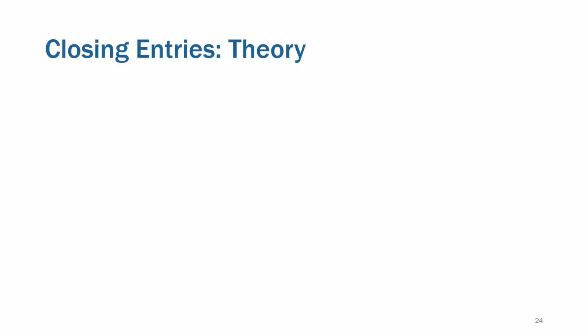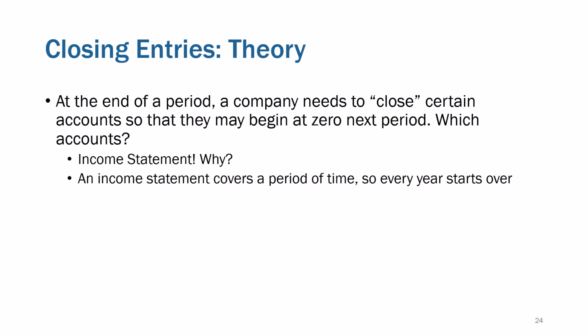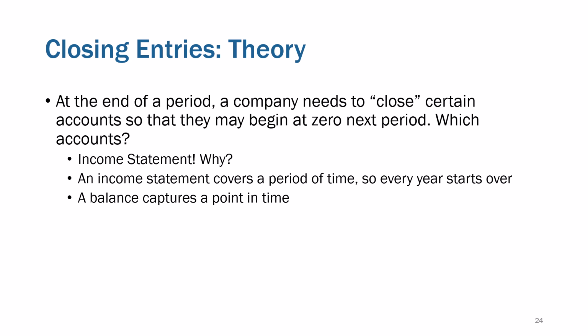Well, we've got most of it done. And then the closing entries, what we need to do is just prepare it for the next period. All right, we need to close certain accounts so that they may begin at 0 at the next period. Which accounts do we close out? It's the income statement accounts because they cover a period of time, whereas a balance sheet covers a point in time. And if I think about this, what it's like is, let's say that you have your local football team and they win their first game 28-17.